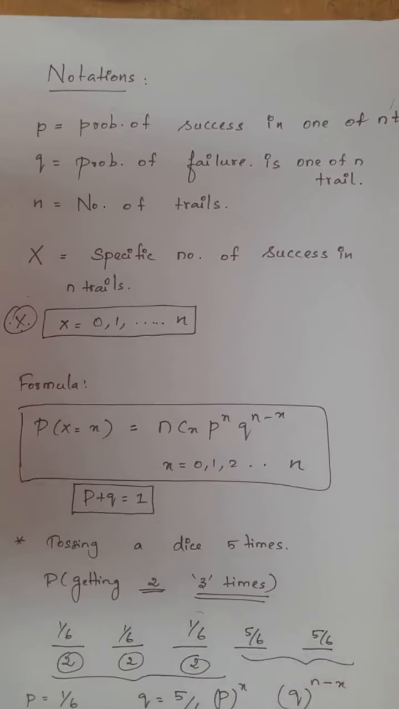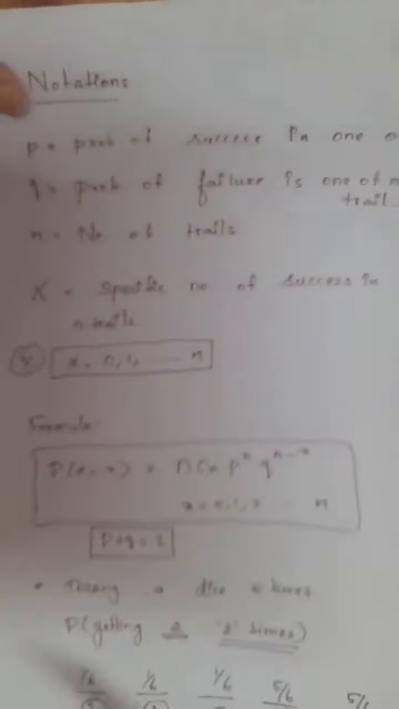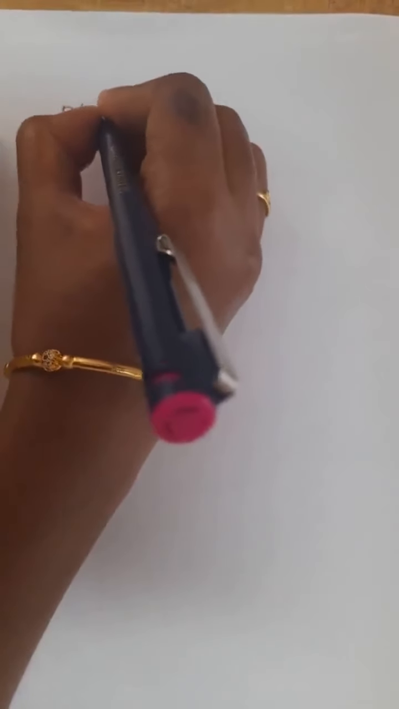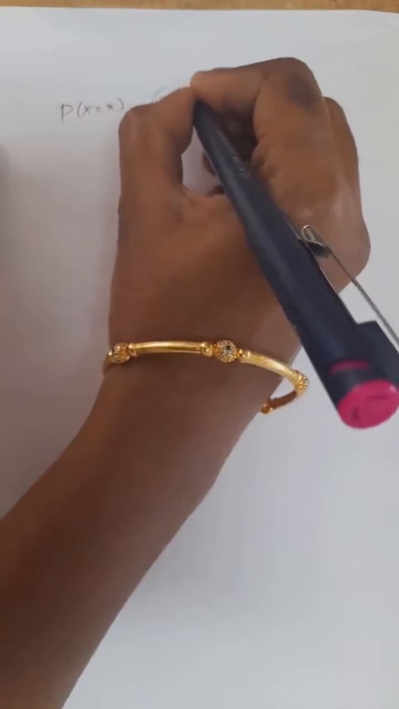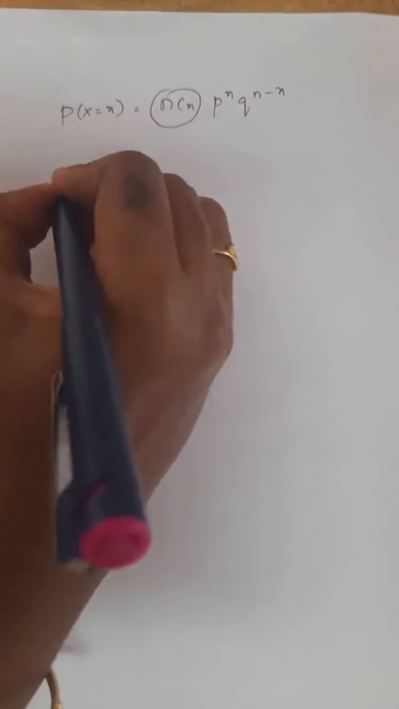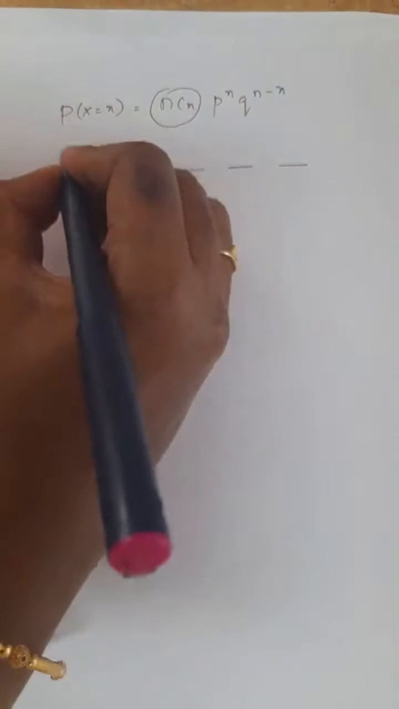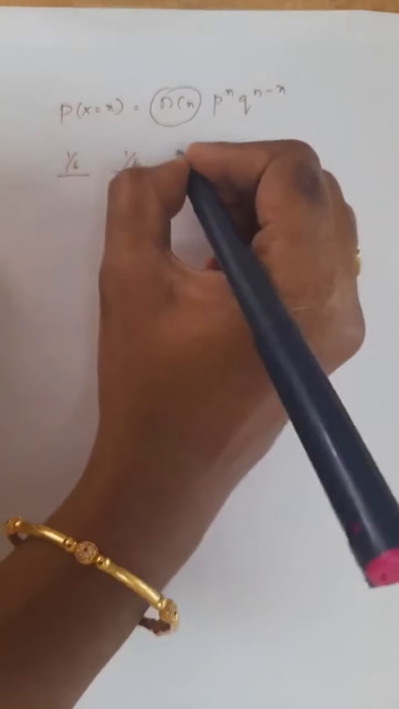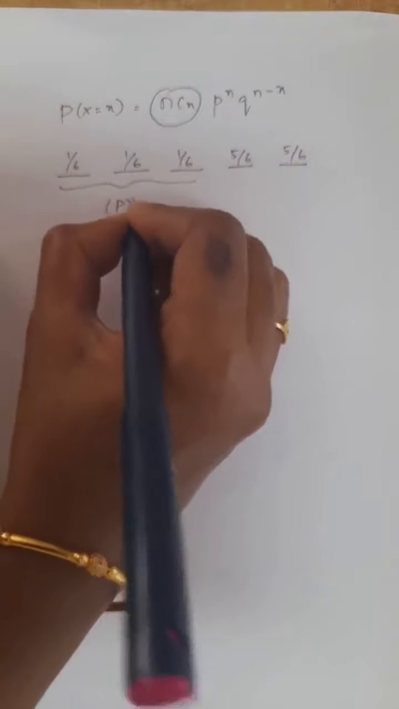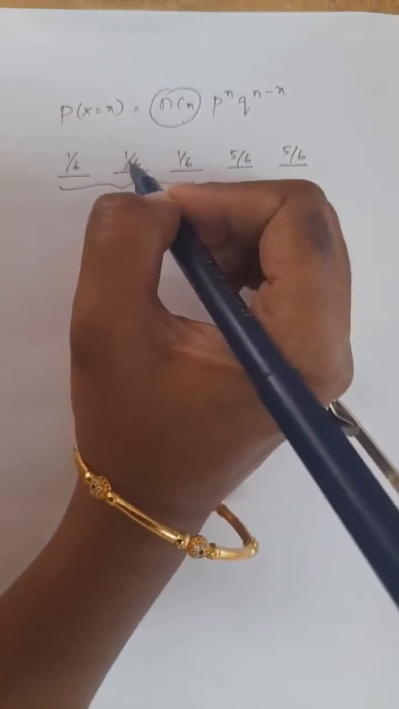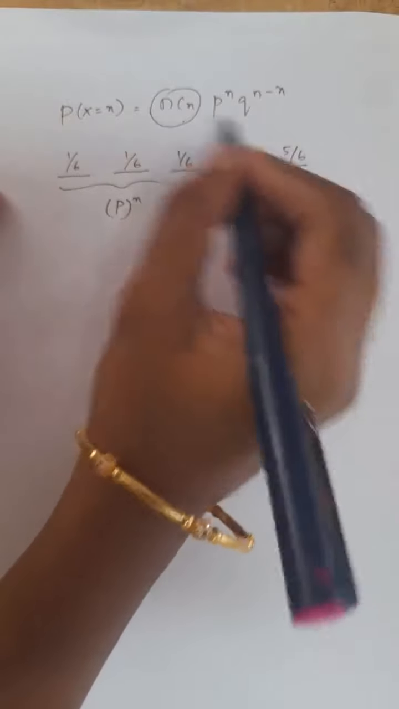Then the thing we have to notice in the formula is nCx. What does this nCx mean? Let me explain. Since we are tossing the dice 5 times, this is the probability distribution. This is p power x and this is q power n minus x. Here nCx denotes arranging these things in different ways.